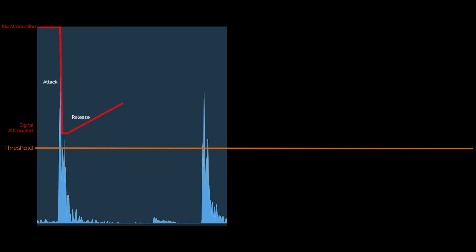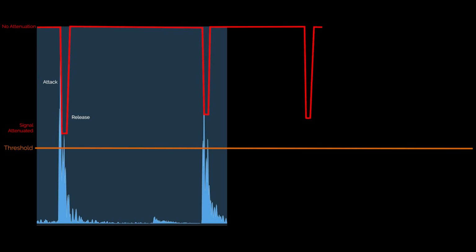A long release value might mean that the compressor is constantly reducing amplitude to some extent, whilst a short release might mean that the compressor stops compressing whilst the amplitude is still quite high. This can cause the compressor to switch on and off too often, causing a noticeable pumping effect.